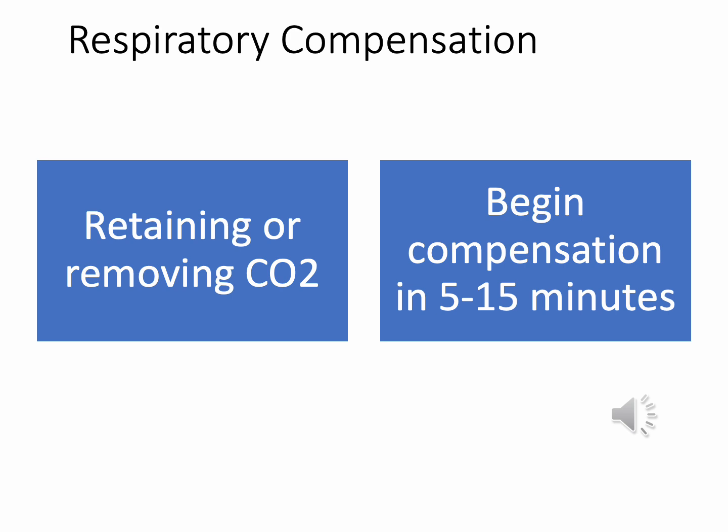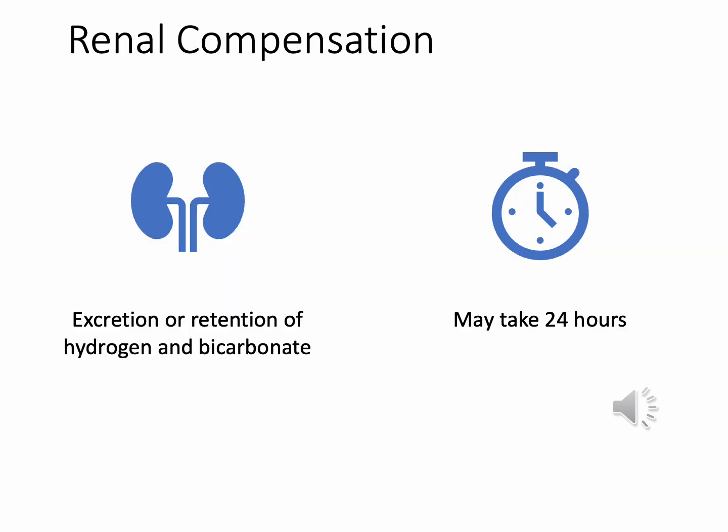The lungs may take as little as 5 to 15 minutes to begin compensation. The respiratory system responds to metabolic-based pH imbalances. So for metabolic acidosis, you'll see an increase in respiratory rate and depth. For metabolic alkalosis, you'll see a decrease in respiratory rate and depth.